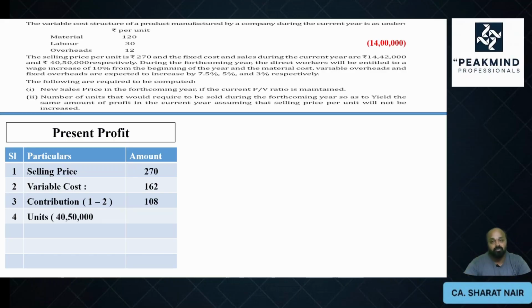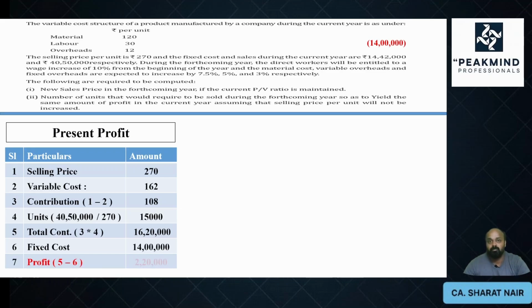Now, the number of units sold we need to calculate. How to calculate? In the paragraph after material, labor and overhead, they have mentioned the total sales value to be 40 lakh 50,000. And 40 lakh 50,000 divided by the selling price, which is 270, gives me the number of units. Now, total contribution in this case will be 15,000 units into 108, which comes to 16 lakh 20,000. Apart from that, the fixed cost, which I believe to be wrong, if we are taking it as 14 lakh, I will get my current profit. It will be 16 lakh 20,000 minus 14 lakh, which is 2 lakh 20,000.